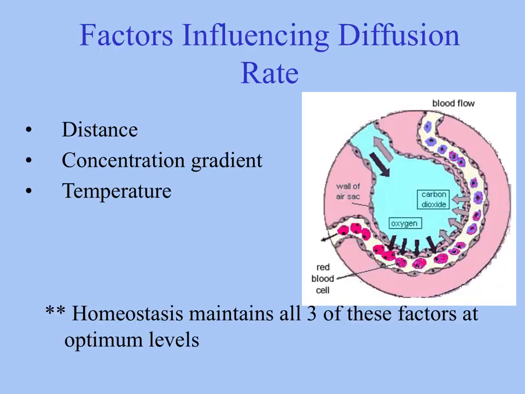Now, our bodies tend to keep optimal conditions to keep diffusion rates relatively high. And three of the components that are part of this system are distance, in other words, low distance keeps diffusion rates very rapid; high concentration gradients keep diffusion rates very rapid; and relatively high temperatures keep the diffusion rates very rapid.